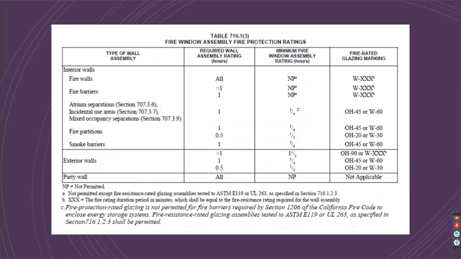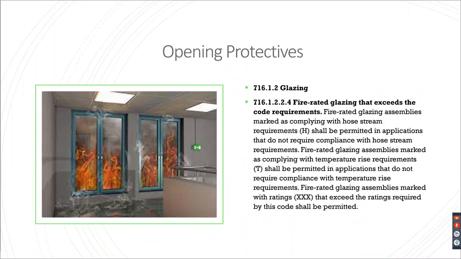Then you got table 716.1.3, and that's for fire window assemblies, fire window assembly fire protection rating. So go through the same thing. What type of wall assembly do you have? Is it interior? Is it exterior? What's the rating that is required? And then what's the minimum fire window assembly? And then what's the fire rated glazing marking that you need? Again, how is it tested, per wall, as a wall or as opening? Don't forget your footnotes.